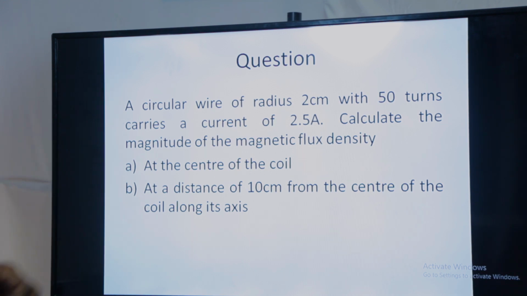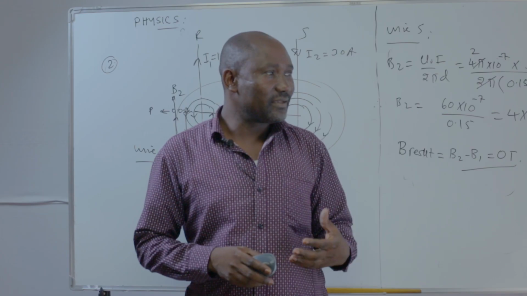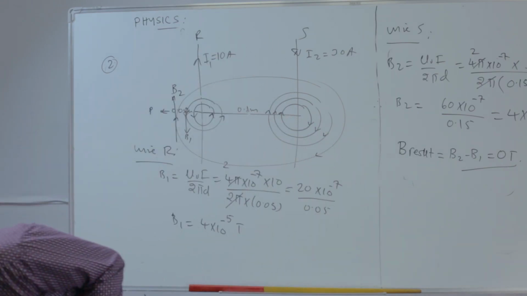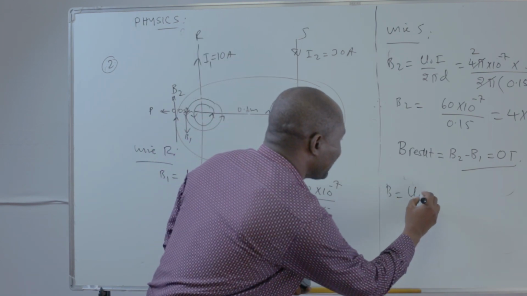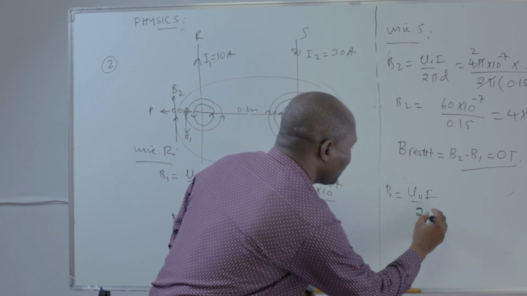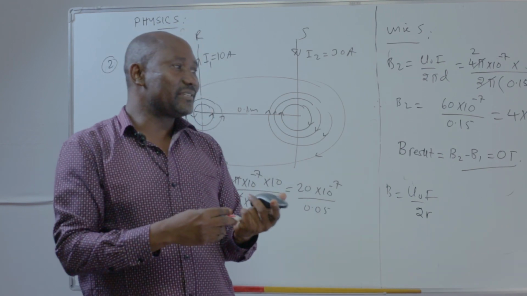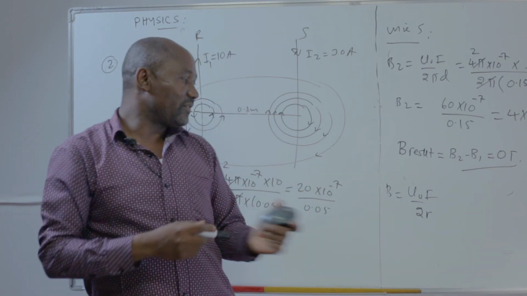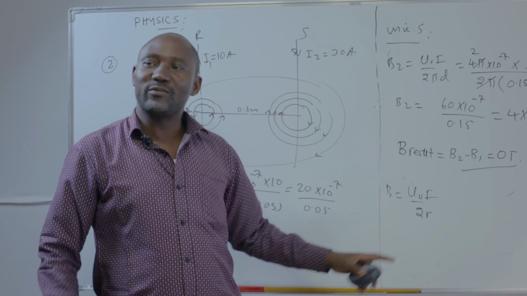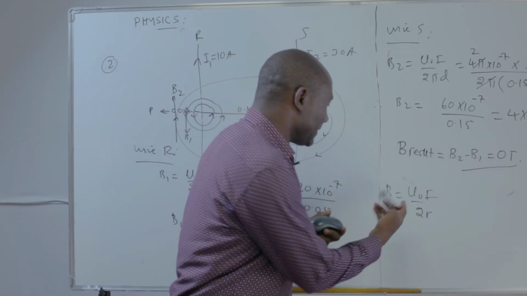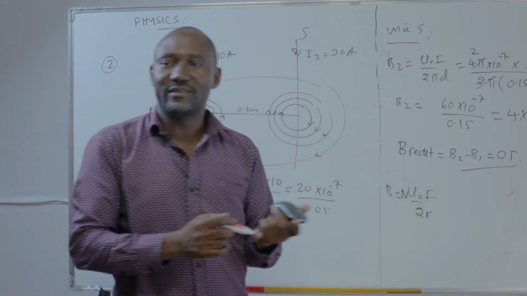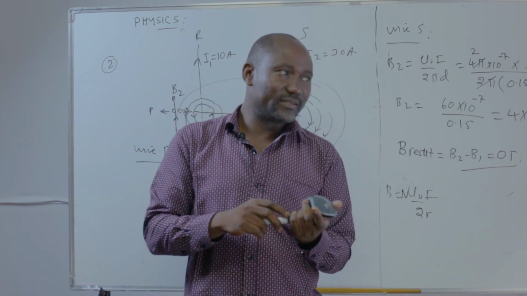I hope we can do that question, but the trick is that when we derived the formula for the magnetic flux density of a coil, we used it as the magnetic flux density at the center of the coil with a single turn. So when you have several turns, you are supposed to introduce N here. That N shows that you have several turns.